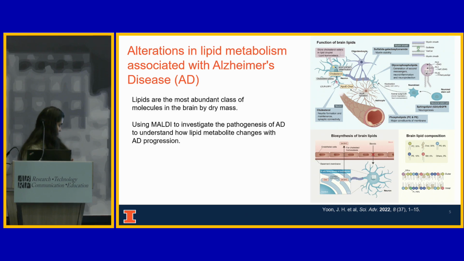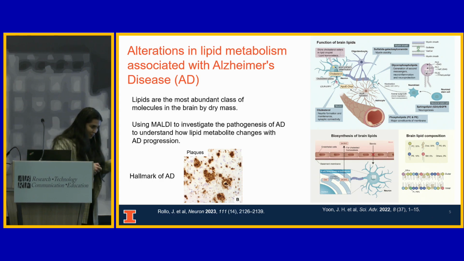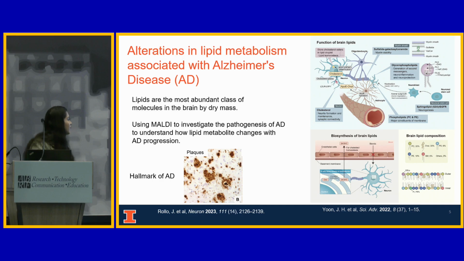So we're using our MALDI technique to investigate pathogenesis of Alzheimer's disease and how the lipid metabolism changes with progression of Alzheimer's. And for those of you who have never seen an Alzheimer's disease plaque, this is what it looks like. This is a histology image, and these are fibers of proteins that are misfolded, in the extracellular region of the brain. So we're going to take a look at them and look at the lipid metabolism within that.